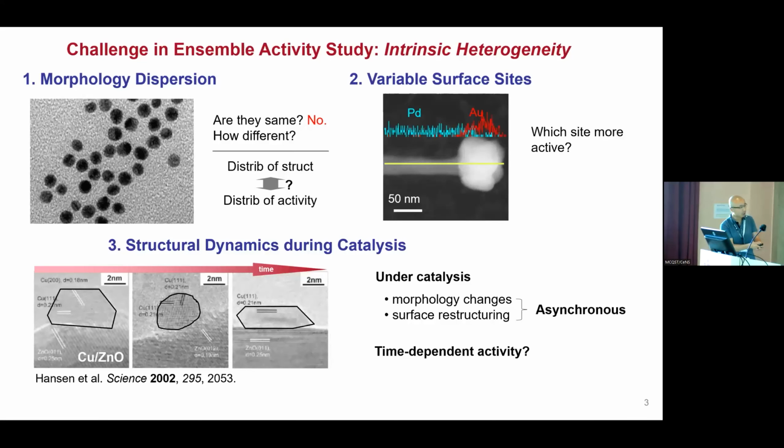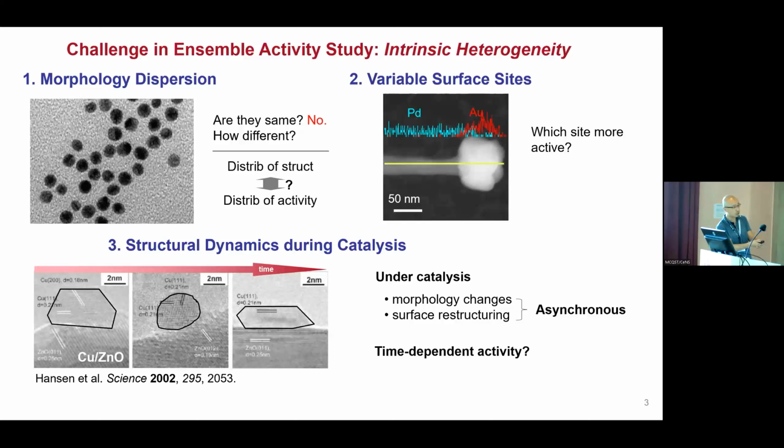Third is that nanoparticle structures are not static. They are dynamic, especially during catalysis, and especially because nanoparticles are very small. Shown here is a literature example again. You can see a copper particle undergo large morphology change during the course of a catalysis, visualized by modern electron microscopy techniques. Besides these large morphology changes, there are also much smaller scale surface restructuring on the nanoparticle surface that are even harder to see by the latest electron microscopy techniques.